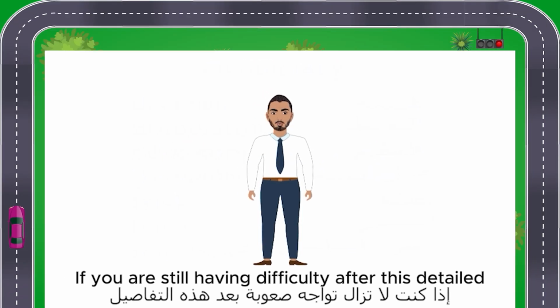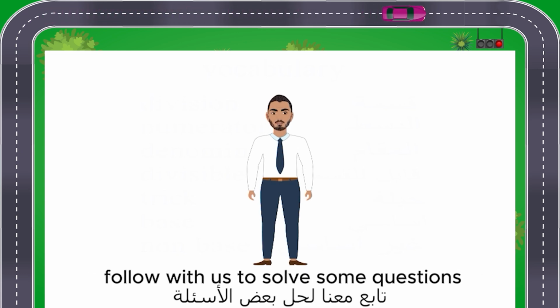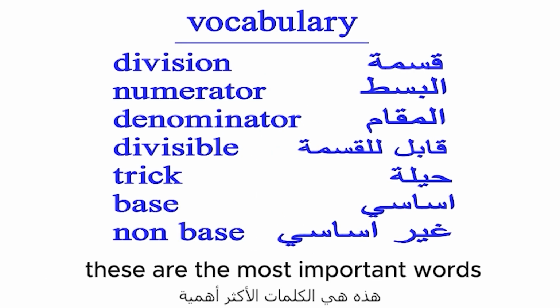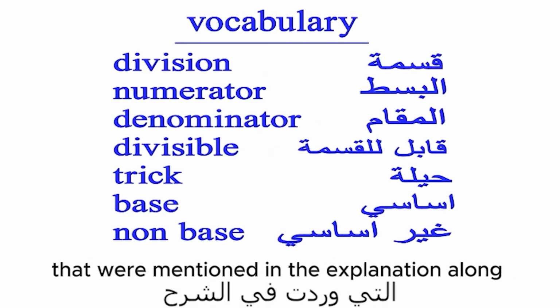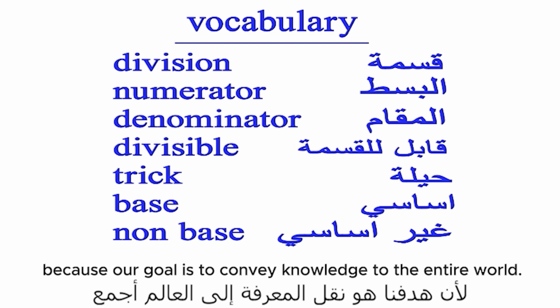If you are still having difficulty after this detailed explanation of the characteristics of divisibility, follow with us to solve some questions. But before we begin to solve the questions, these are the most important words that were mentioned in the explanation along with their translation into Arabic, because our goal is to convey knowledge to the entire world.